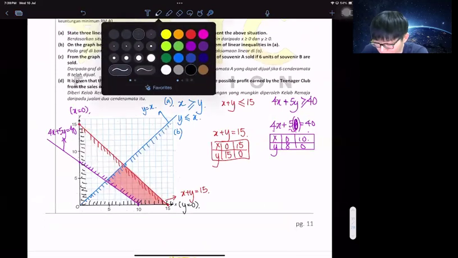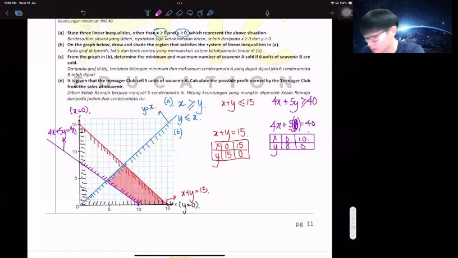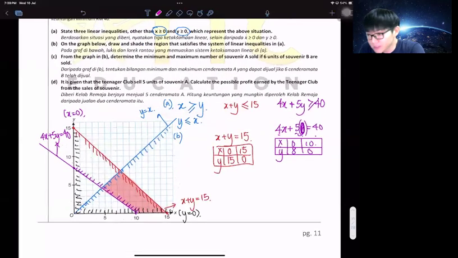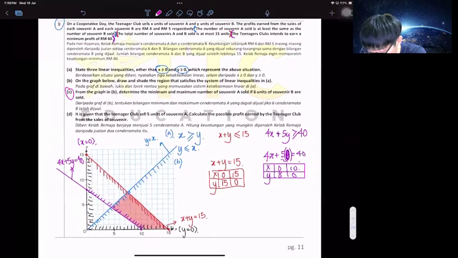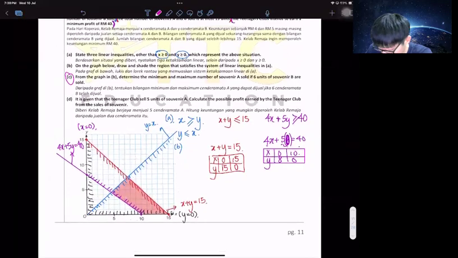Unlike this, I nag a lot because this is your first question. So make sure you are also 100% sure. See, from the graph, determine the minimum and maximum souvenir A sold if 6 units of B are sold. Okay, let's read the question again. Souvenir A, souvenir B. Okay, x is A.